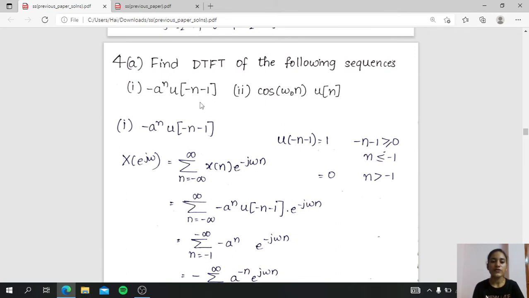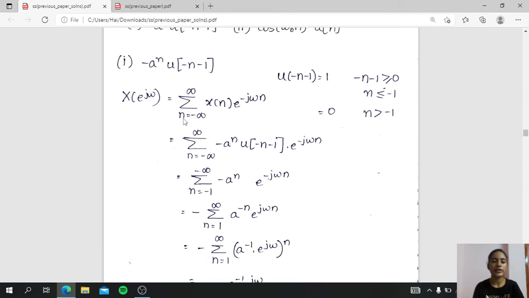The next question is find the DTFT of the following sequence. You have two sequences. So the formula for DTFT is X of e power j omega is equal to summation n varying from minus infinity to infinity x of n e power minus j omega n. Your x of n is given in the question. Substitute it here. Your u of n minus 1 is equal to 1 when your n is less than or equal to minus 1 and 0 in all the other cases.